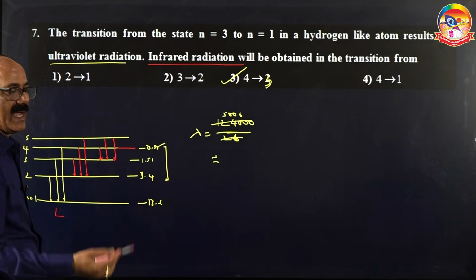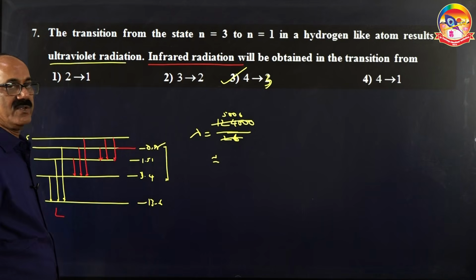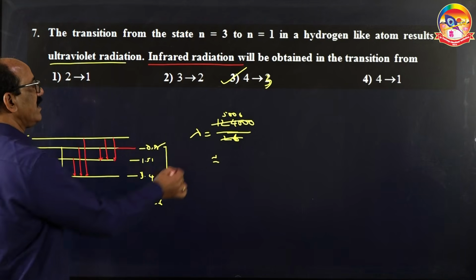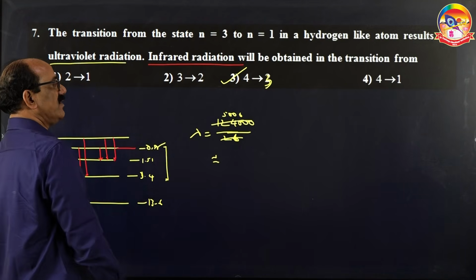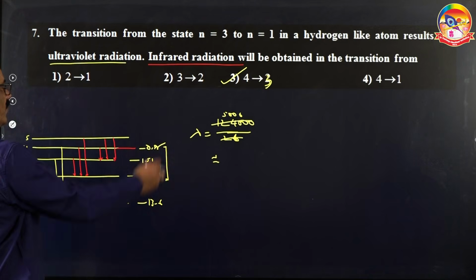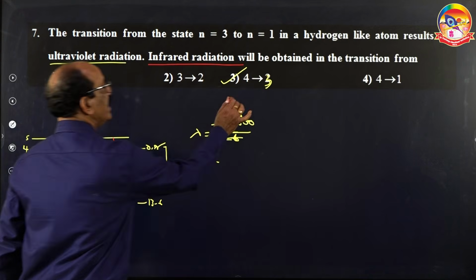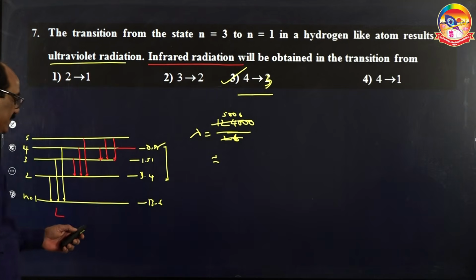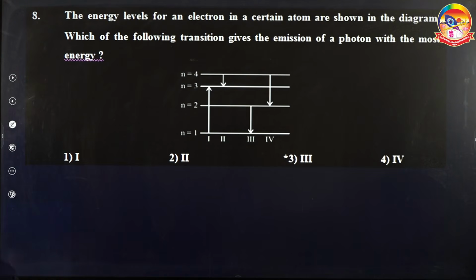25 fives are 125. I am going for a very close value. It is not exactly 5,000, but it is a little less than 5,000 angstroms, which does not belong to the ultraviolet region. So therefore, there is no correct answer. Had it been 423, then it would have been correct. Then let me go for the next one.